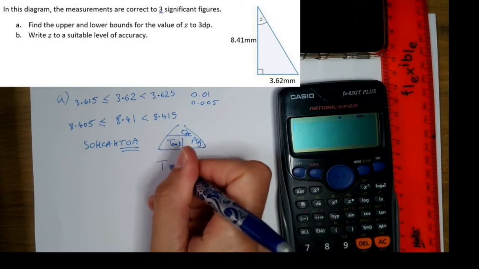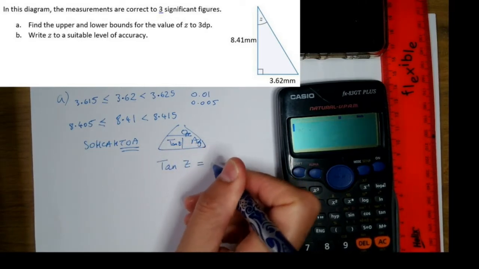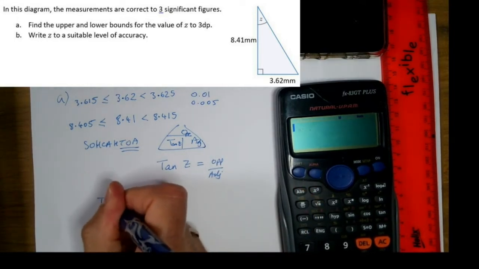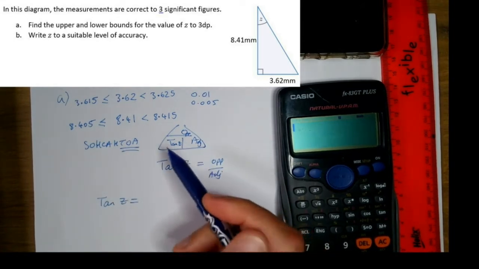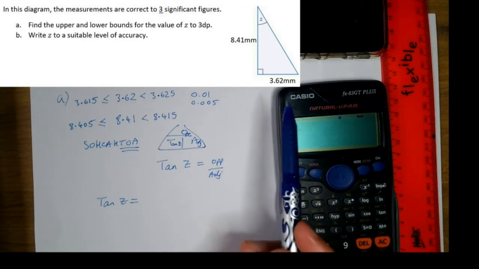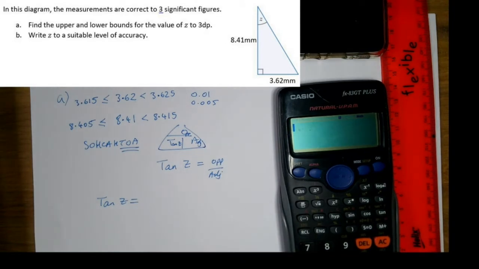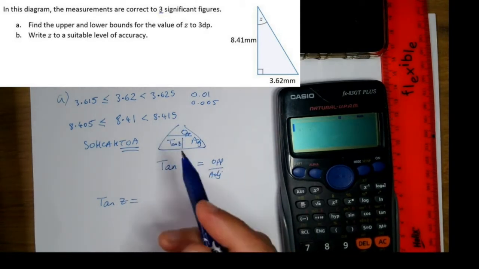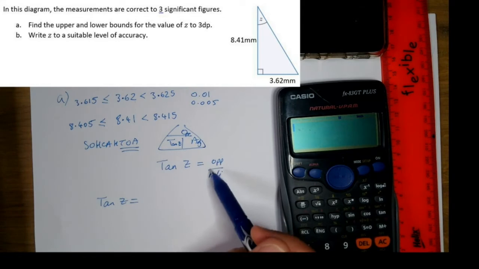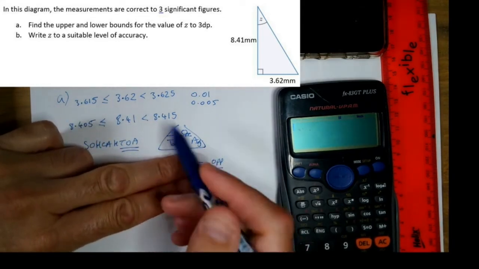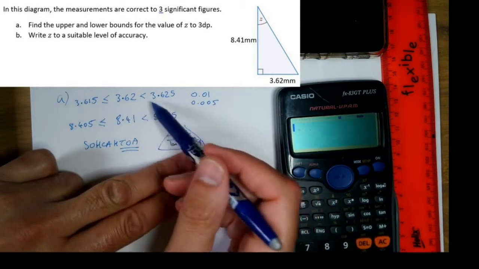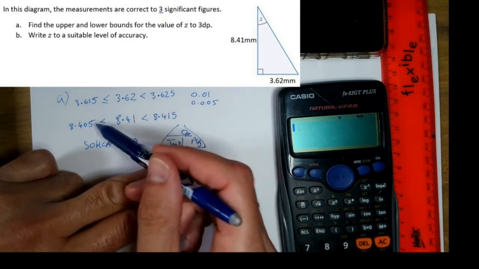So what this triangle is representing, as hopefully you know, is tan z equals opposite divided by adjacent. So tan z is going to be the opposite, which is 3.62, that's opposite the z in the triangle, and the adjacent is 8.41. But I'm going to be using these bounds. So I'm going to try and get the upper bound for this division. Forget the tan for a minute, just think about this division. We're going to be dividing one of these 3.62 numbers, because that's the opposite, by one of these two.